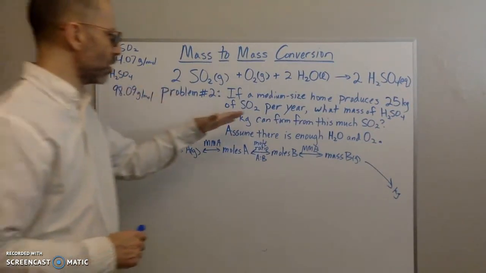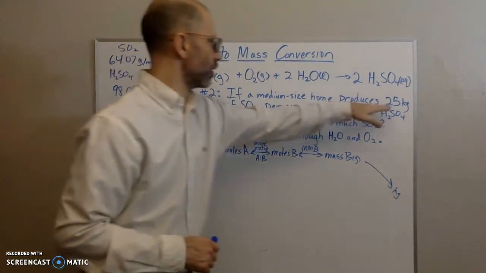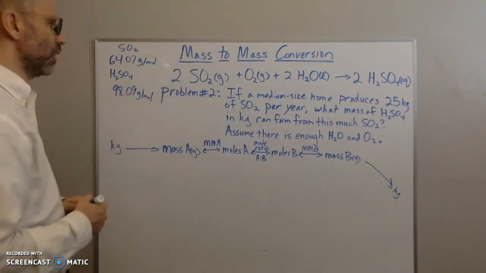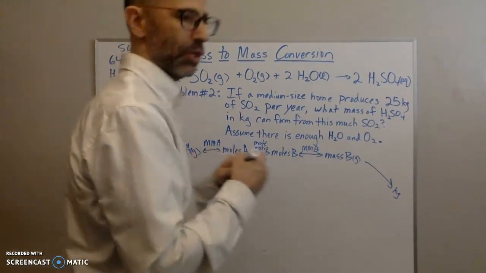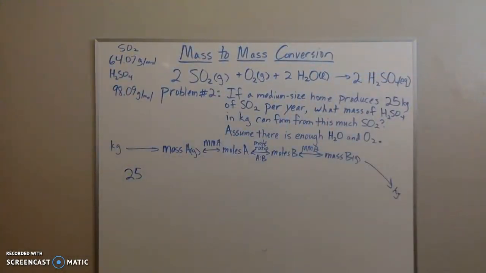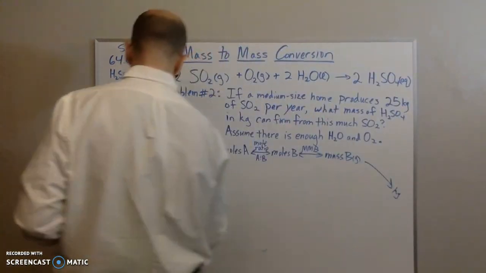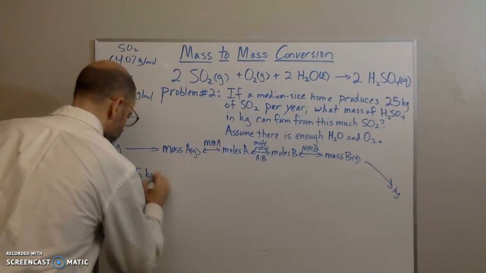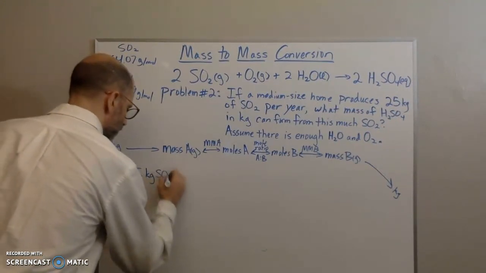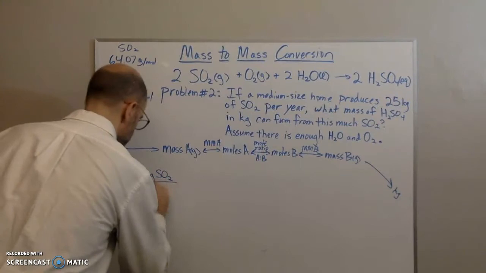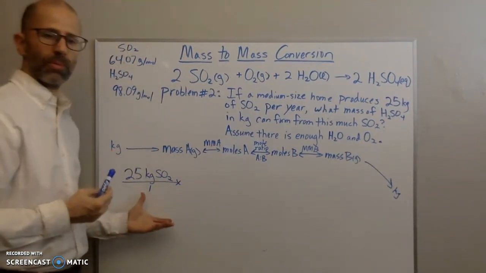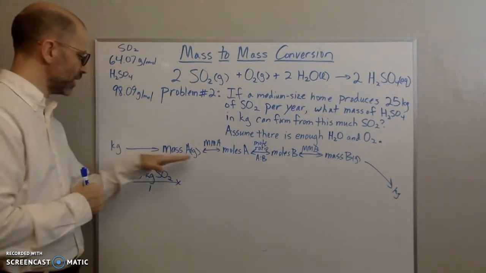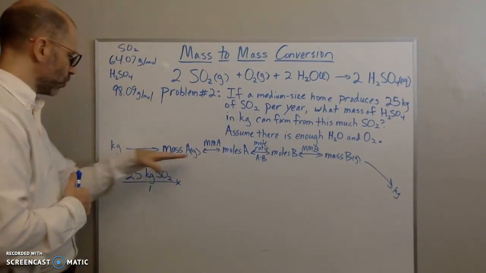So we're going to start with what they give us, which is 25 kilograms of sulfur dioxide. Let me make sure I have the right sig figs here. And so yes, it's 25 kilograms. So we have 25 kilograms of SO2. And so what do we need to do? We got kilograms, we need to get onto the highway. So we need to get grams.